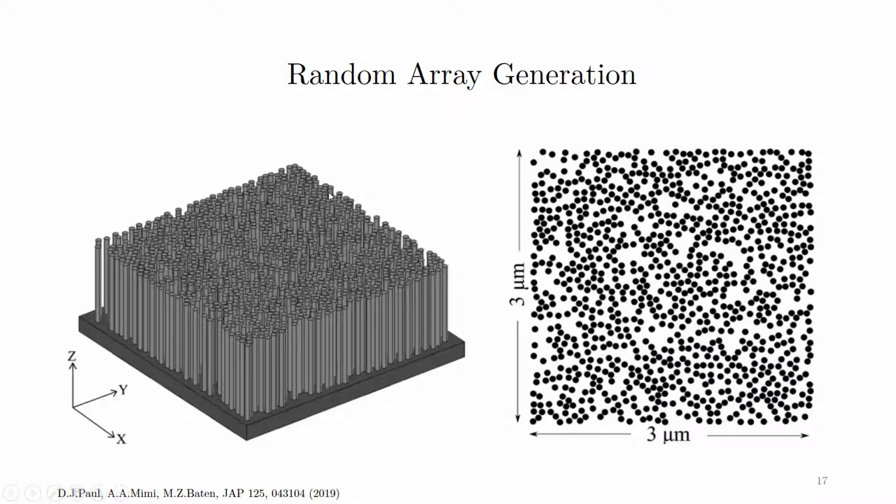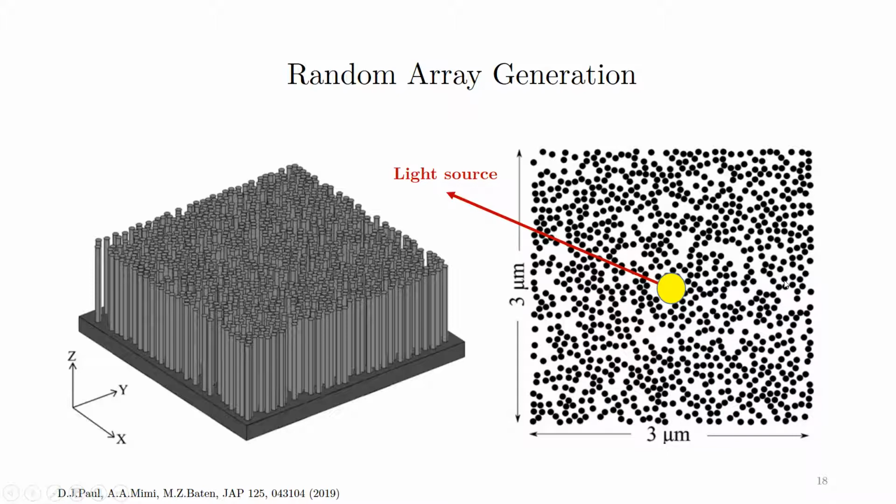This is a random array generated by MATLAB. We knew the diameters of the arrays. We knew the density of the nanowires in the experimental works. And we used that information to generate these random arrays. Then we placed a light source in the middle, and we wanted to see how the light comes out, whether the light can easily come out or not.